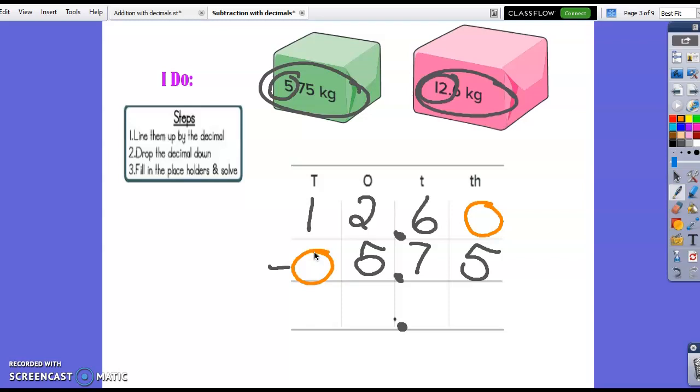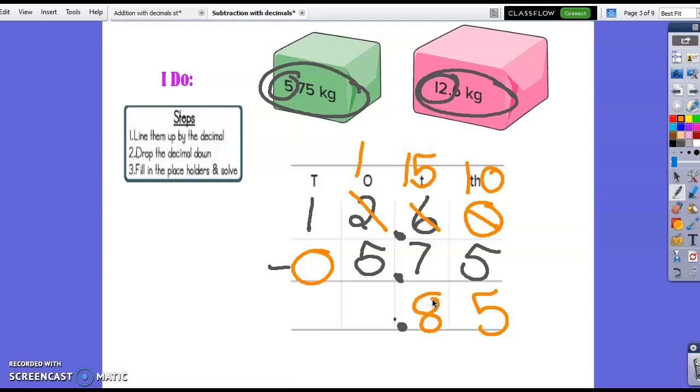I can't take 5 from 0, so I'm going to borrow from my 6. My 6 is going to become a 5. My 0 then becomes a 10. So 10 minus 5, that drops down. There's my 5. I cannot take 7 from 5. I have to borrow from my 2. My 2 becomes a 1. Then my 1 moves over for 15. 15 minus 7 is 8.